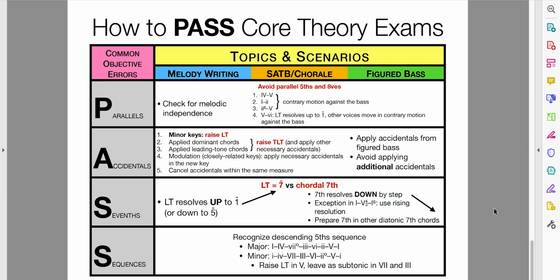Lastly, sequences. Depending on your course, go through the different types of sequences in your curriculum. In my table here, I have the descending fifth sequence as my example. So here you want to review the sequential voice leading and the use of the subtonic note in the subtonic and mediant chords in the minor keys. And of course, you can revise this table as you find fitting for your own studies.